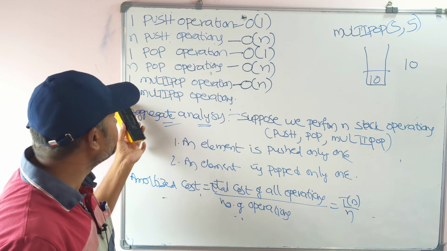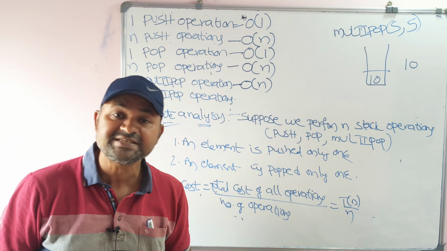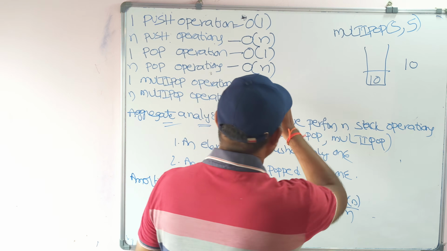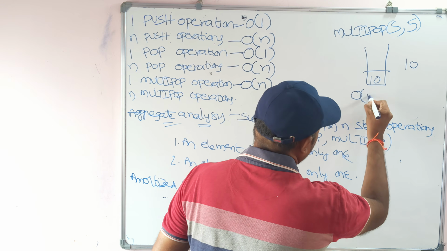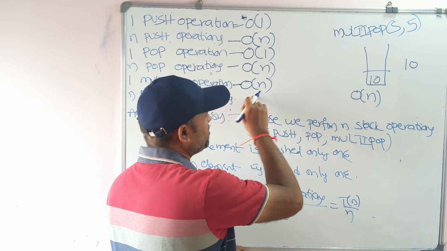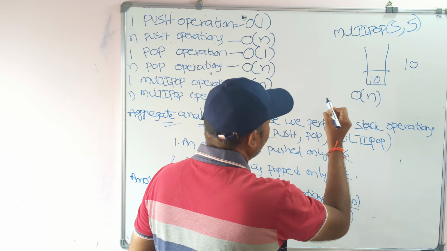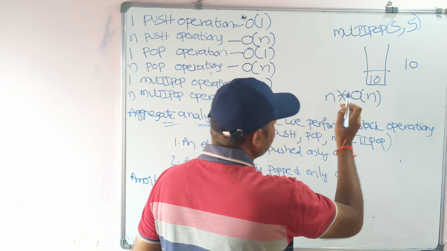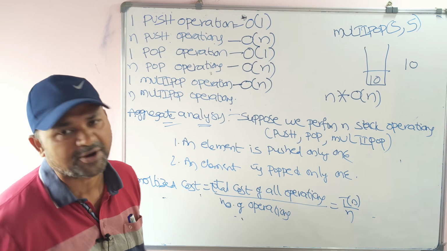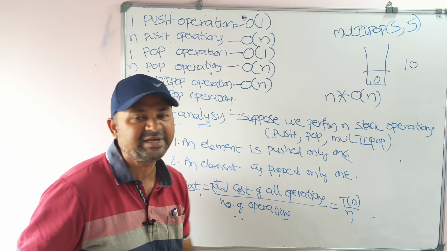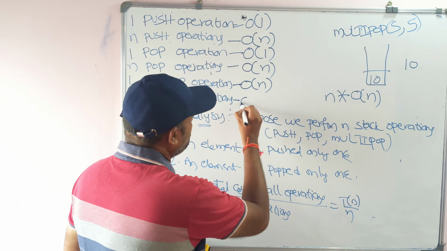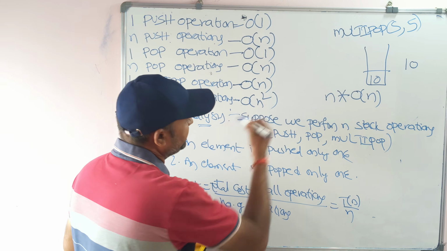So for n multi-pop operations, what is the cost? For one multi-pop operation, the cost is order of n. So for n multi-pop operations, the cost is n into order of n. So n into n means n square. So the cost is order of n square.